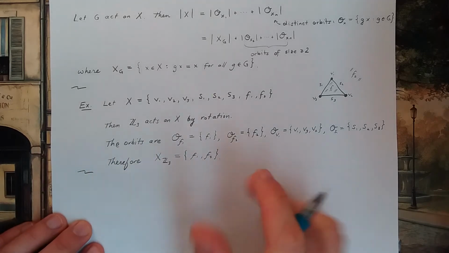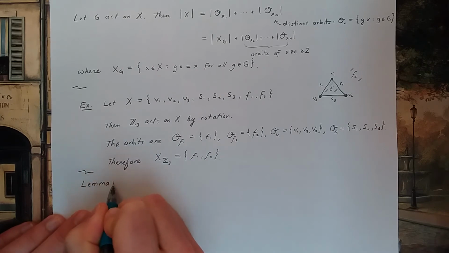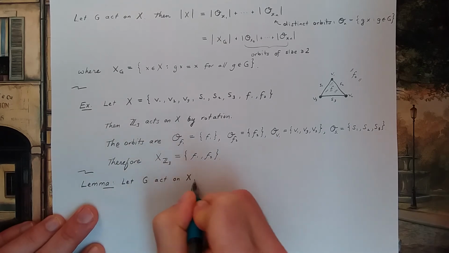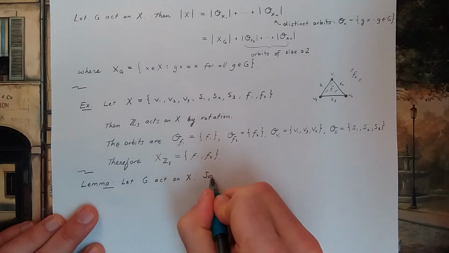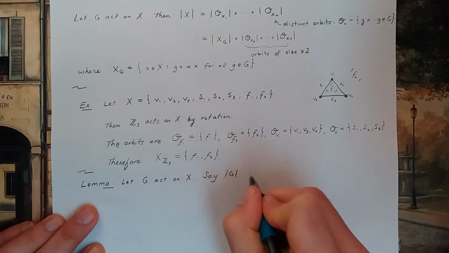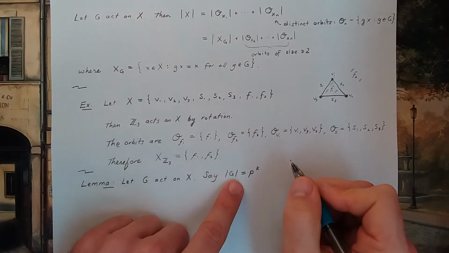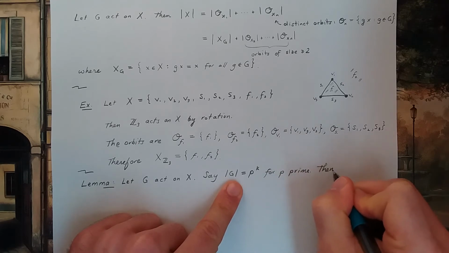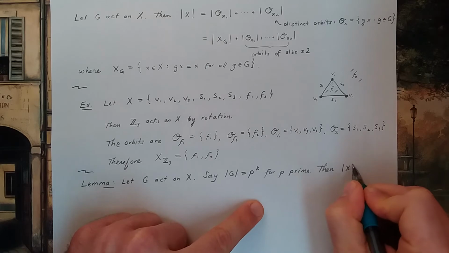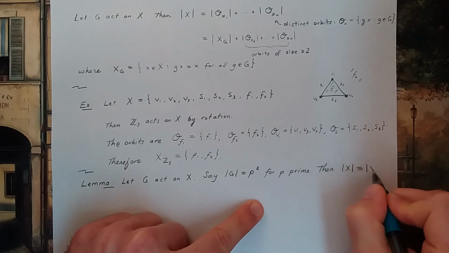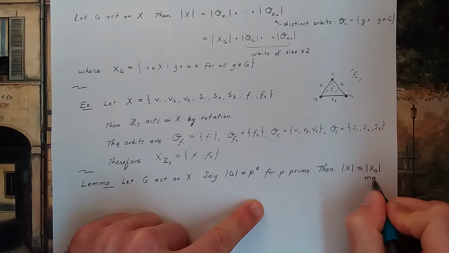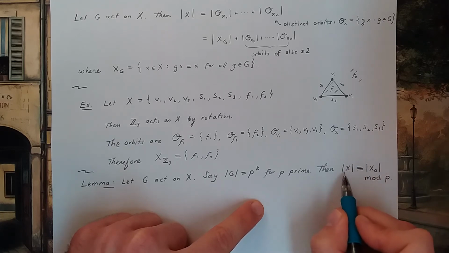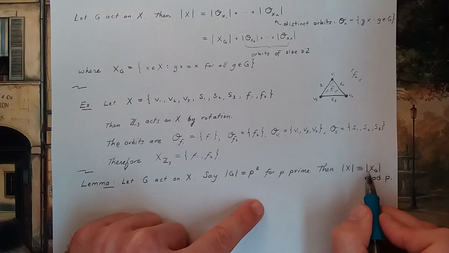So here's a lemma. Let G act on X and say that the size of your group is a prime power. The conclusion is that the size of X and the size of X_G are the same working mod p. So this notation means that the remainder after the size of X is divided by p is the same as the remainder if the size of X_G is divided by p.